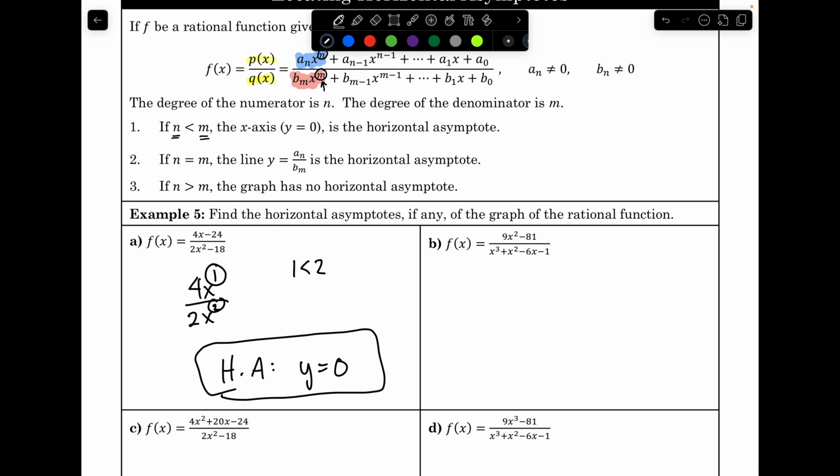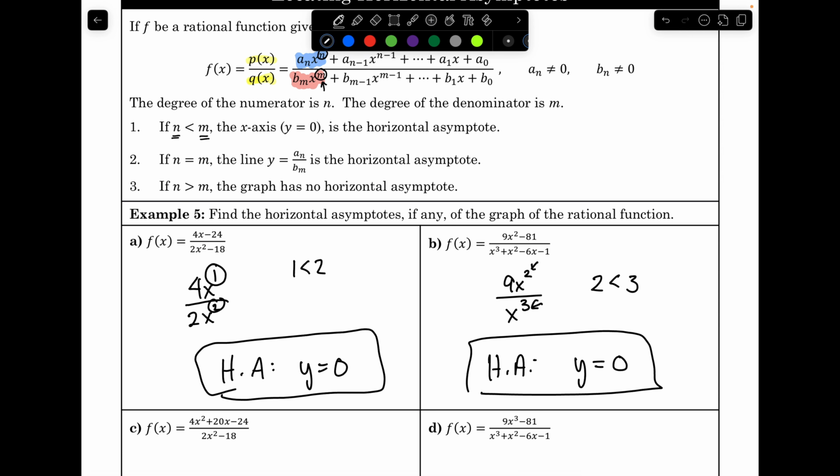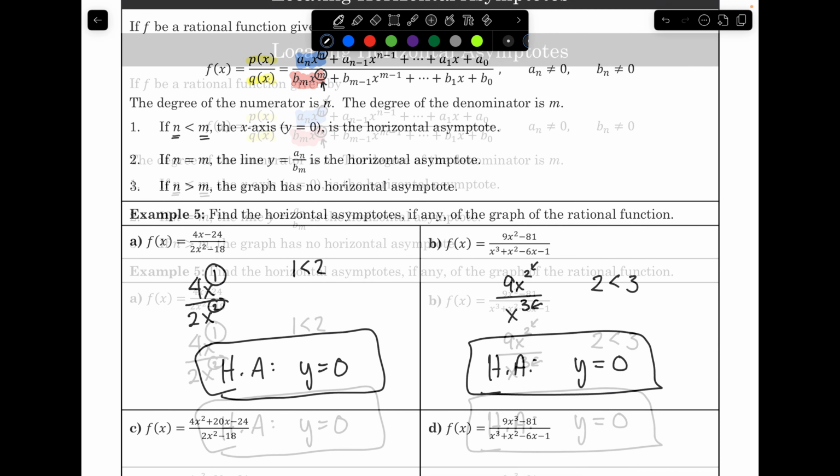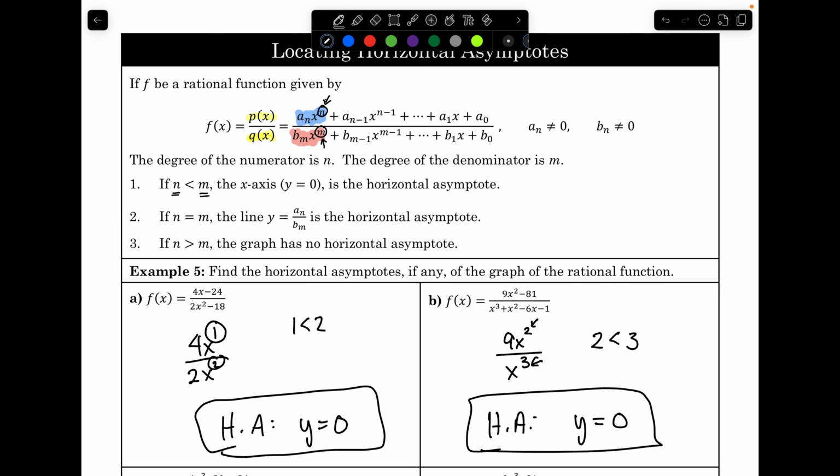Similarly, in example B, since the leading term in the numerator is 9x to the second power and the degree of the bottom is x to the third power, again, nothing else matters but those two exponents. Since 2 is smaller than 3, that means that the horizontal asymptote again is going to be on the x-axis. Y equals 0. The second case is if those numbers, those degrees on the leading coefficient, are the same.